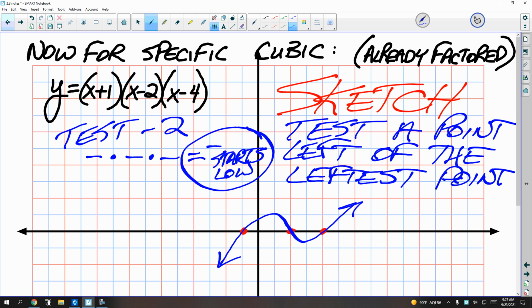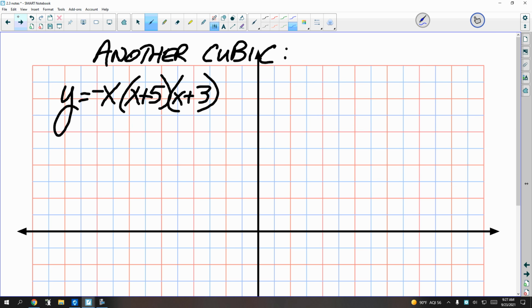Don't you worry. We'll make it simpler. Okay, so let's go here. So this first one means that 0 is a root. The next one is -5. And the one after that is -3. 1, 2, 3. All right, so there's my 3 dots.